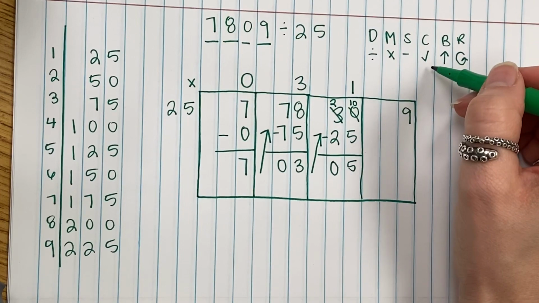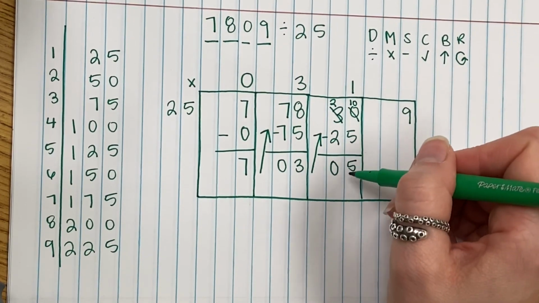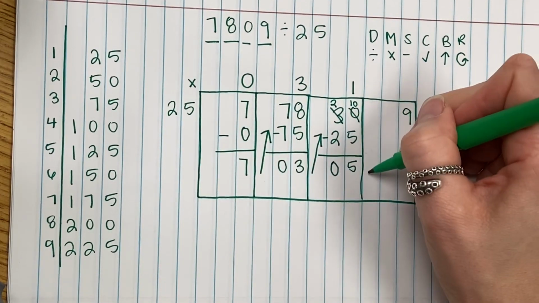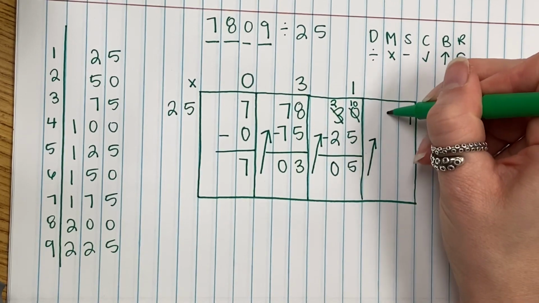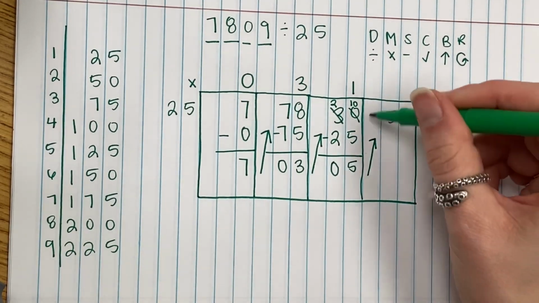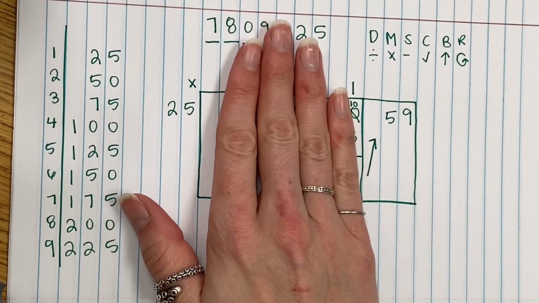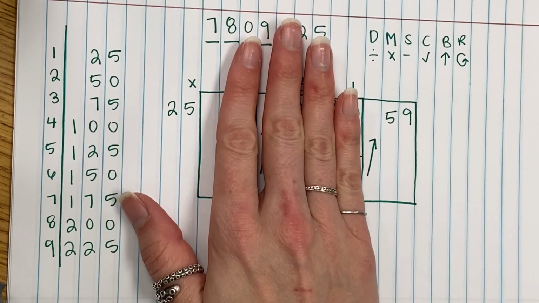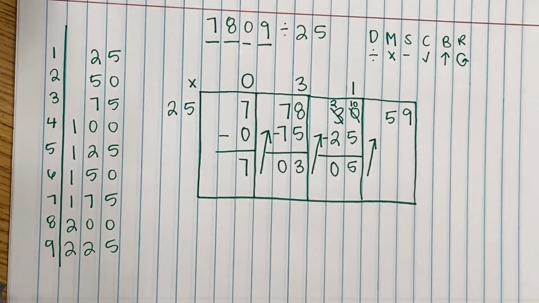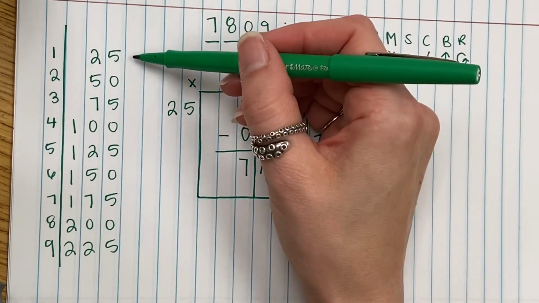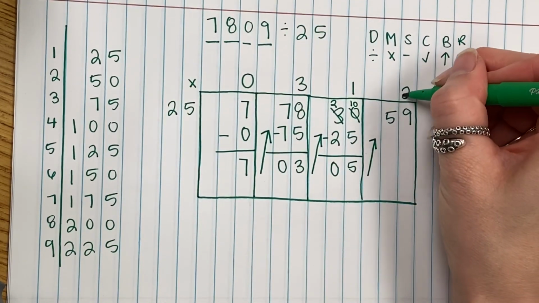After I subtract, I'm going to check. Is my remainder of 5 smaller than 25? If it is, then I can go ahead and bring that 5 up to create my new dividend of 59. So now I'm going to repeat my division steps, only looking at this last box. So I need to ask myself, how many times can 25 divide into 59? So I can only divide in 2 times.